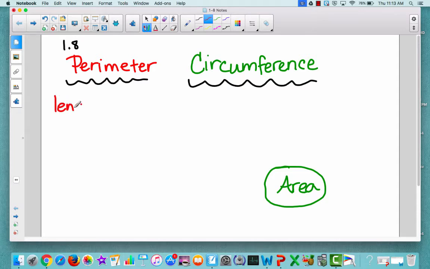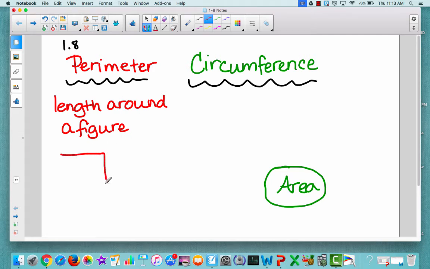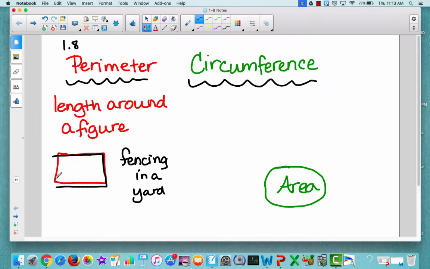So it's the length around a figure. If I ask you to walk around the perimeter of the building, you're walking around the outside of the building. Oftentimes in word problems, we're fencing in a yard. That would be the perimeter, right? The fence around the yard, or a fence for a corral in a horse farm. Something like that. All right, circumference is actually the perimeter of a circle.